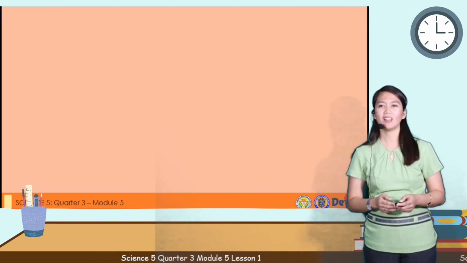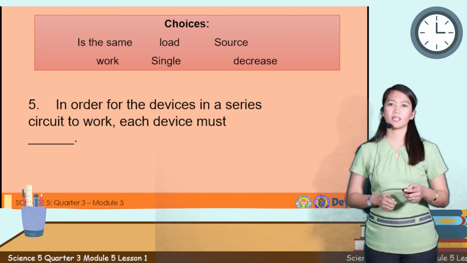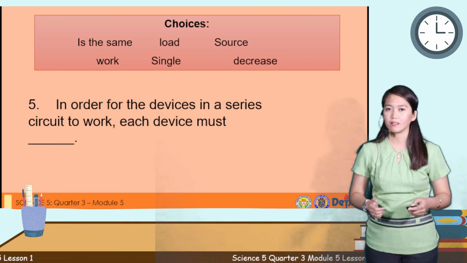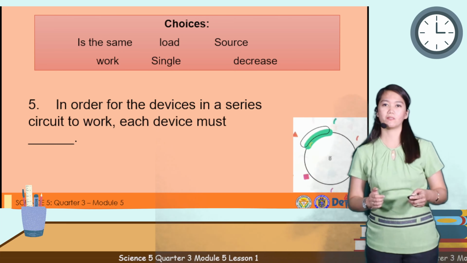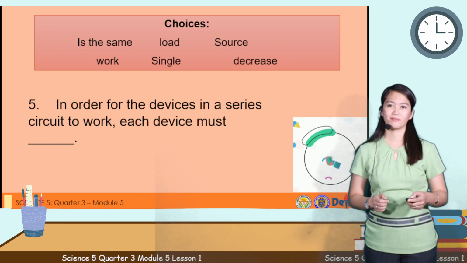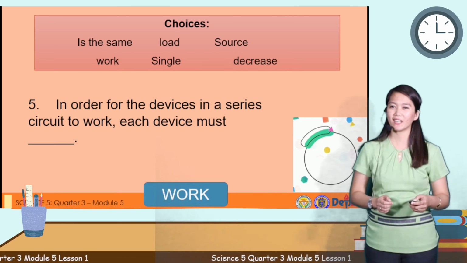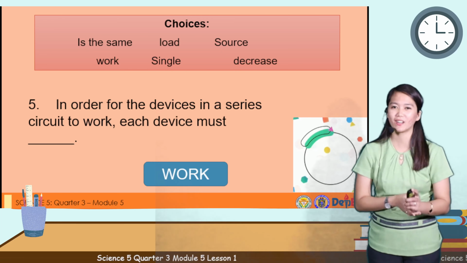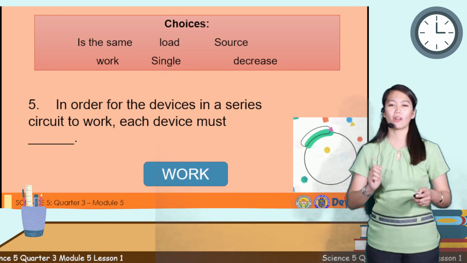Okay, the last one. In order for the devices in a series circuit to work, each device must blank. Okay, your time starts now. Okay, the correct answer is work. Okay, good job, learners. If you got all the correct answers, then you are very good.